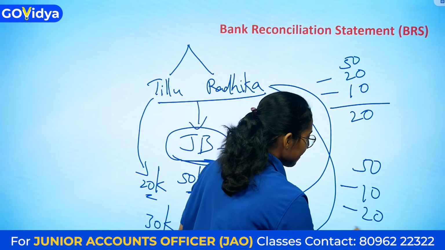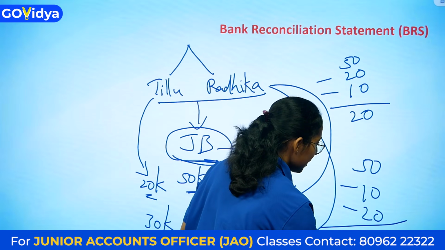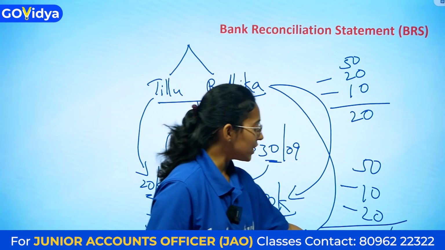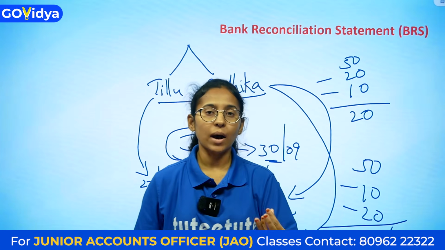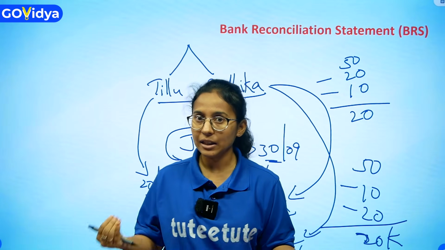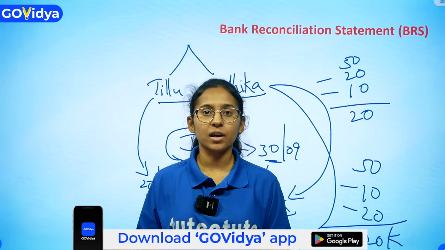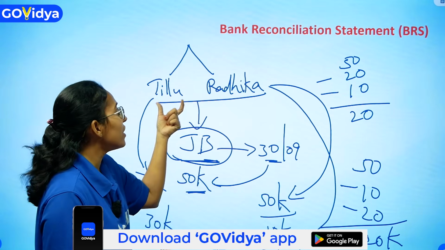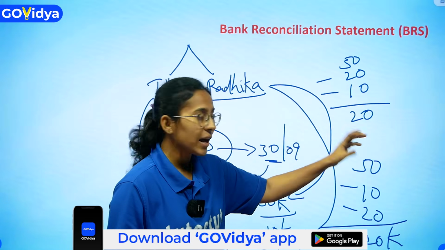So at the end of the day they will identify that we have only 20k in the bank account, right? To arrive at this 20k, what they have done: as per their records there is 50k, and they have collected the bank statement. They are cross checking it. There will be a 10k deduction, and a 20k deduction, which is spent by both Tillu and Radhika, right?